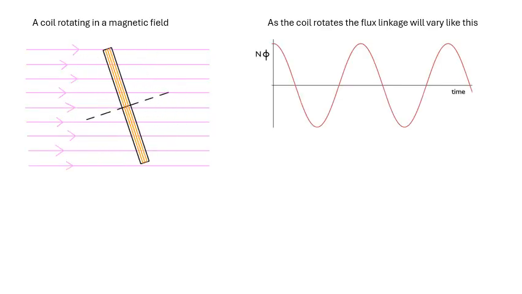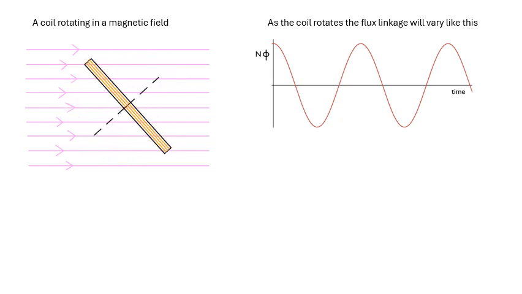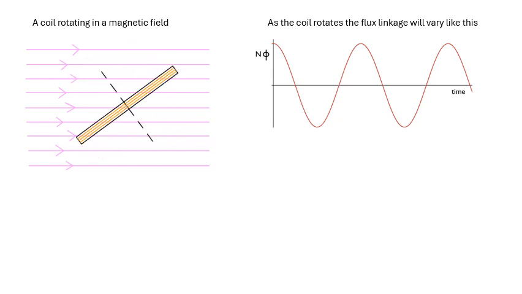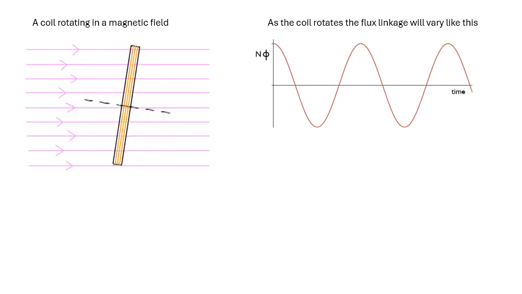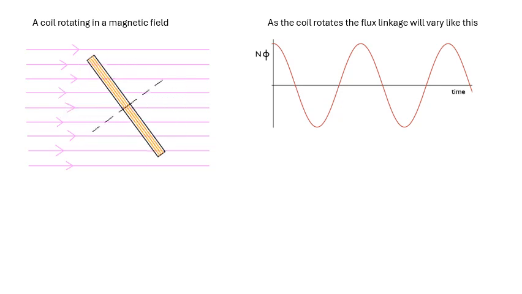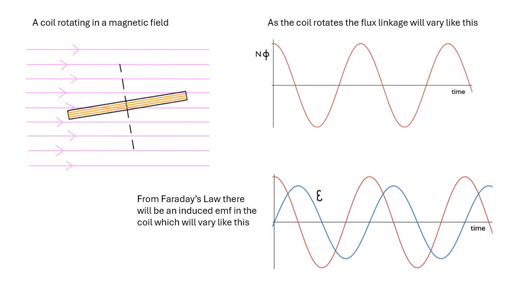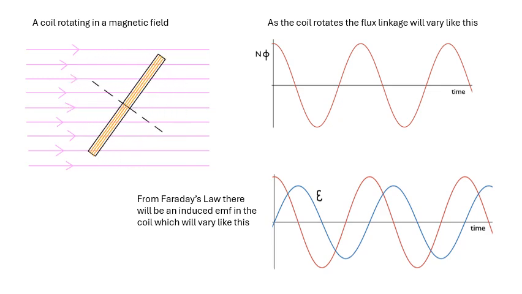Now look at this. This is my coil, and now it's rotating in a magnetic field. Because it's rotating, the amount of flux going through the coil will vary sinusoidally. As the coil rotates, the flux linkage will vary like that. So that's NΦ against time, and I've drawn it as a cosine. Now, from Faraday's law, we're going to get an EMF, and the EMF will also be sinusoidal. There will be an induced EMF in this coil, which will vary like this.